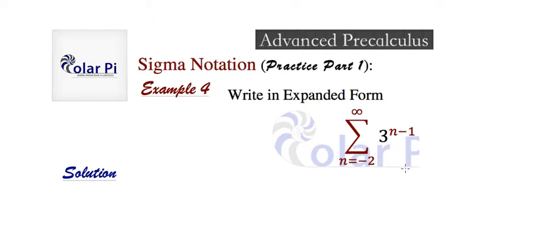And the next term will be when n is equal to 0. So we'll have 3 to the -1 power, and that's the same as 1 divided by 3 to the first power, which is the same as 1 divided by 3. So our third term is going to be 1 over 3, and then we'll have plus. And then when n is equal to 1, our fourth term will be 3 to the 0th power, which is 1. So our fourth term will be 1, and then we'll have plus.